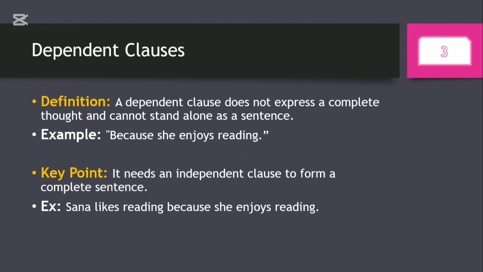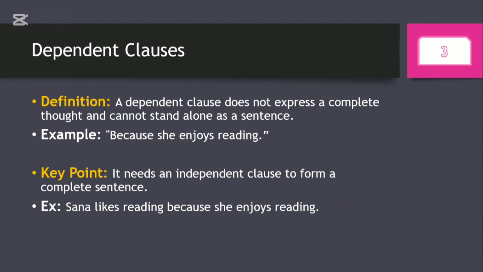The second one is dependent class. A dependent class does not express a complete thought and cannot stand alone as a sentence. It will lead to another independent class. This class does not give a complete meaning and sense. Example: because she enjoys reading. Why does she enjoy reading? There will be a reason. You have to find the reason. That reason will be the independent class.